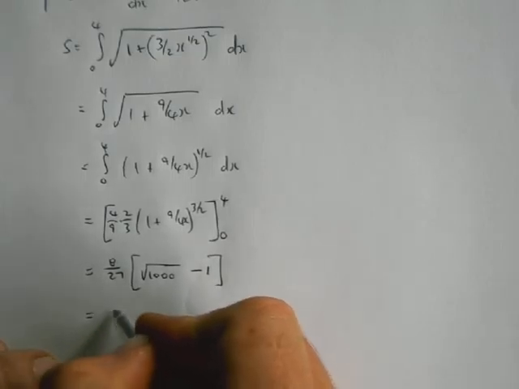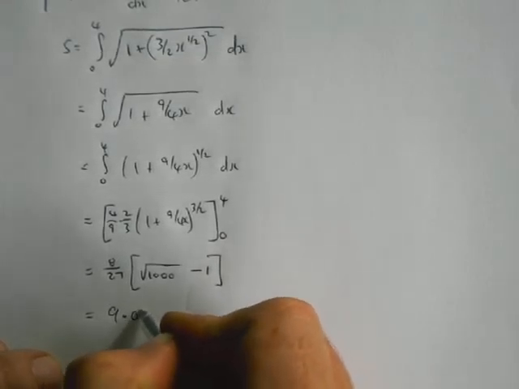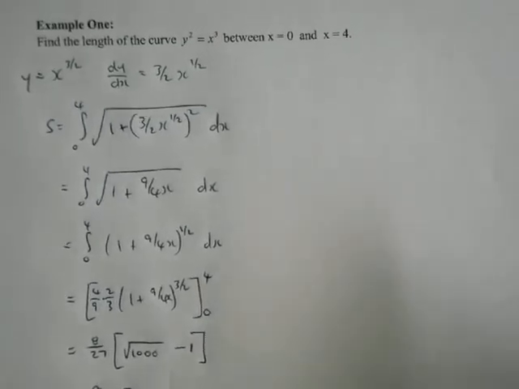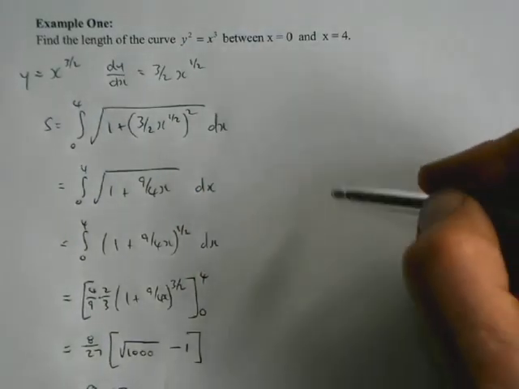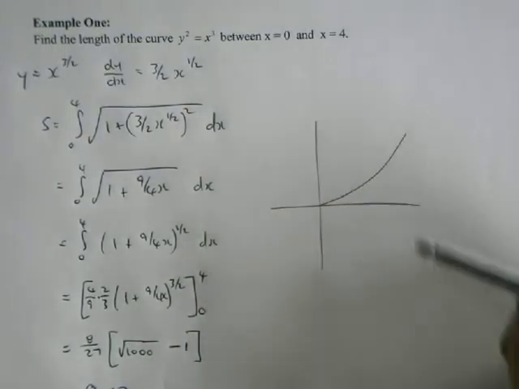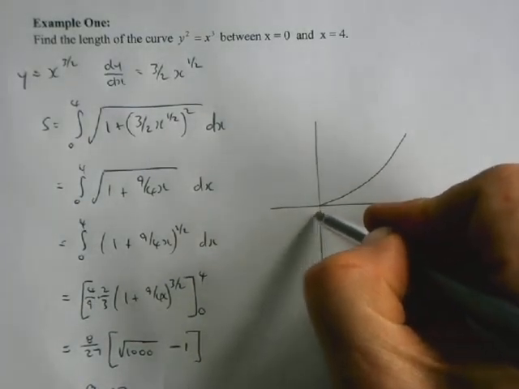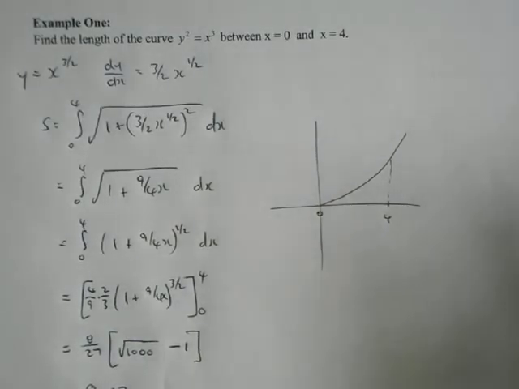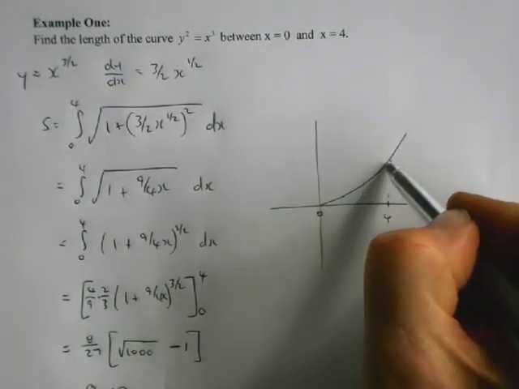Okay, so the length of the curve of this function, so if we sketch this function, which is effectively just y equals x to the power of 3 over 2, so it's somewhere between a line and a parabola, so it'll go something like that. If we did that between 0 and 4, okay, then the length here is going to be about 9.